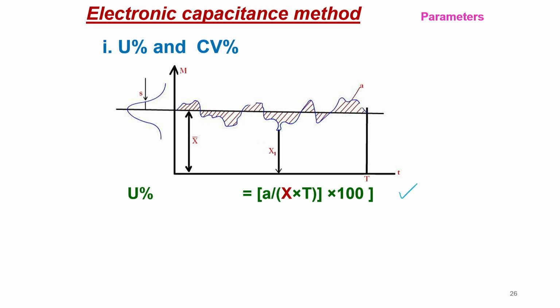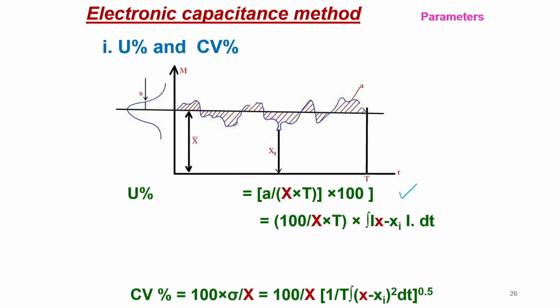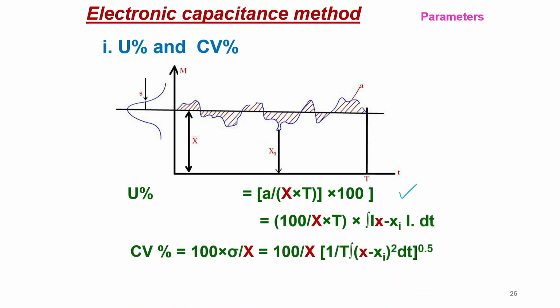So, using this formula we can get the U% and CV%. U% is effectively the percent mean deviation, and the standard deviation we can calculate from each and every point. CV% is, if it is a normal distribution, equal to 1.2 multiplied by U%. That means the CV% value we get is always higher than the U% value.